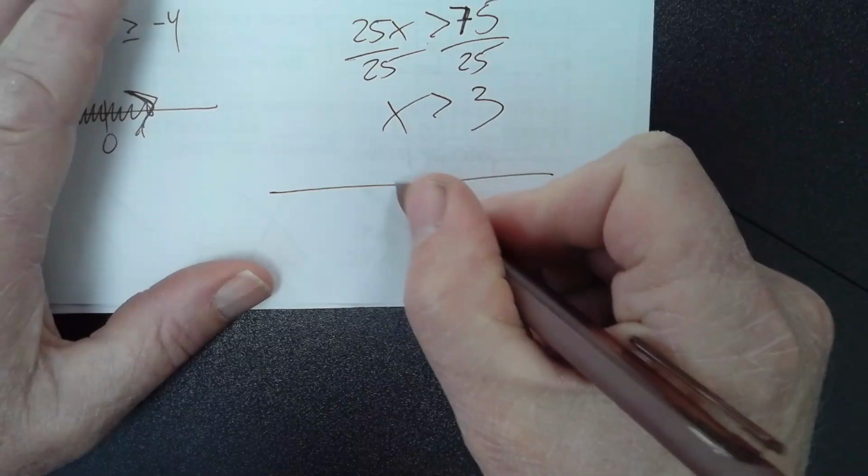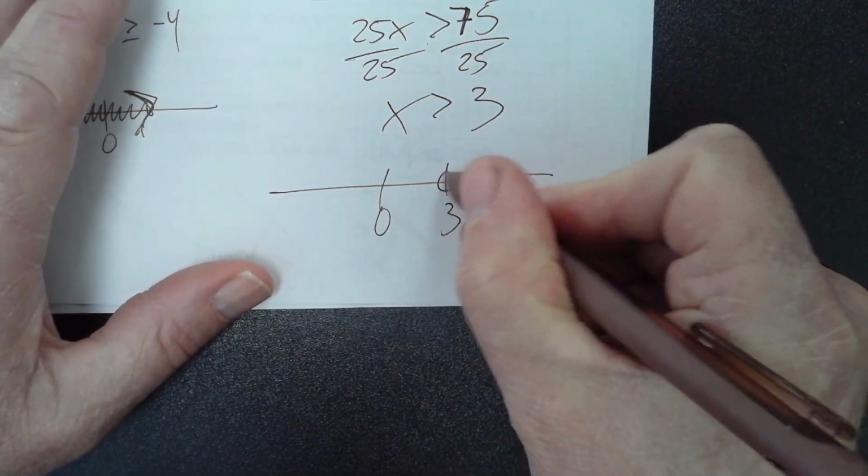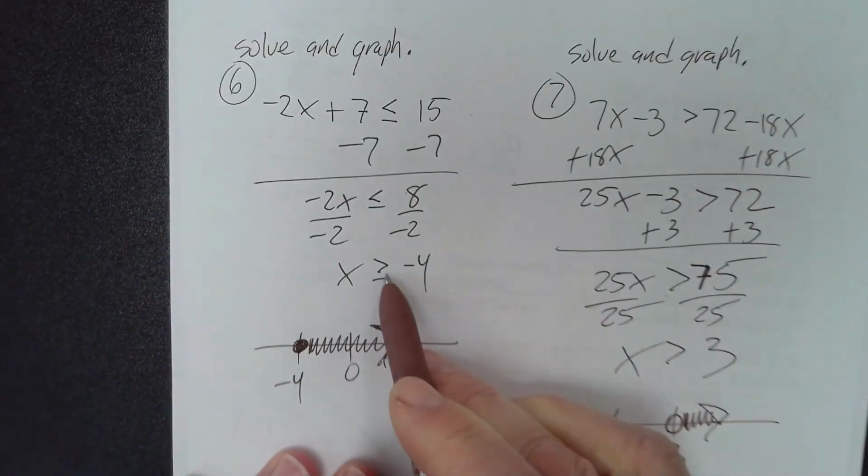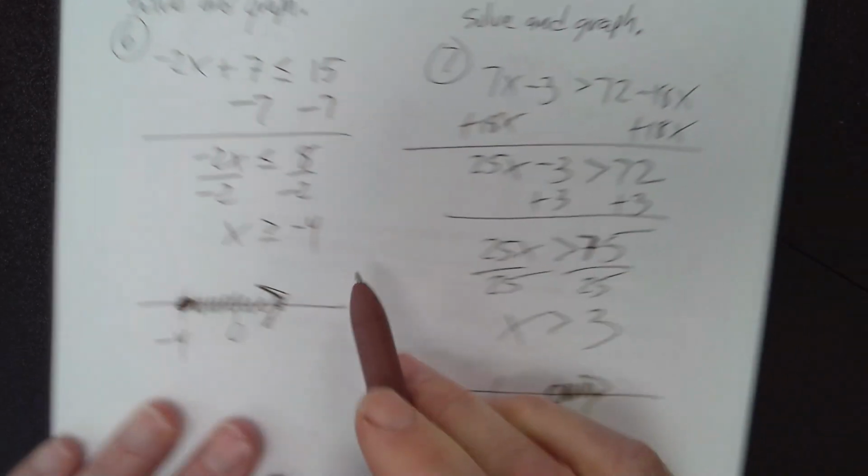Greater than 3, there's 0, there's 3. Open circle, we want greater. Greater is to the right. This is also greater. It appeared to be less than in the beginning, but now it's greater.